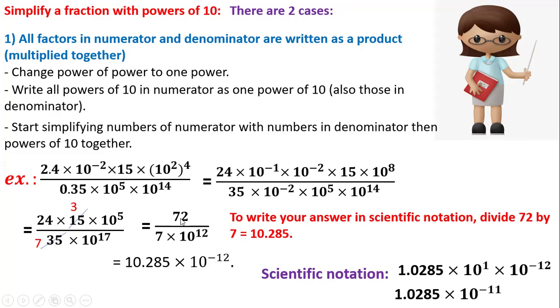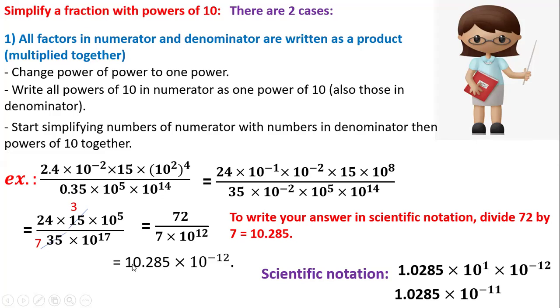So I will divide 72 by 7 using my calculator. 72 by 7 gives me 10.285. I should multiply it by a power of 10. I have a power of 10 in the denominator, so I take it up in the numerator, it becomes 10 to the power negative 12. Since, as you know, when we take the power from the denominator to the numerator, or vice versa, the positive power of 10 becomes a negative power of 10.